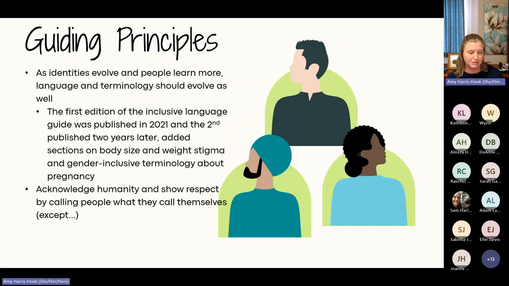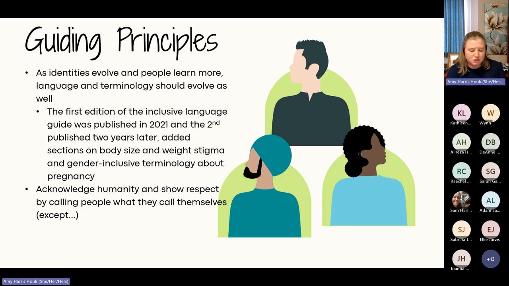All right, so the guiding principles. Basically, what I've already said, as identities evolve and people learn more, language and terminology evolves along with it. The first edition of the Inclusive Language Guide was published in 2021, and the second was published 2 years later because APA felt that things had already changed significantly enough that warranted a new edition. And I imagine that that is probably going to be true going forward. Some changes between the first edition and the second edition is that they talk about weight stigma and how to use neutral terms when talking about bodies. And they also talk about gender inclusive pregnancy terminology.